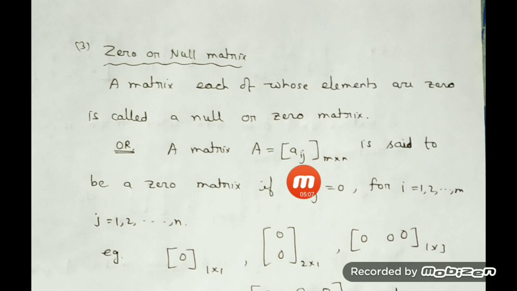That means from this we learn that a zero matrix can be of any order. It may be a row matrix, it may be a column matrix, or any other matrix, but all the elements must always be equal to 0.